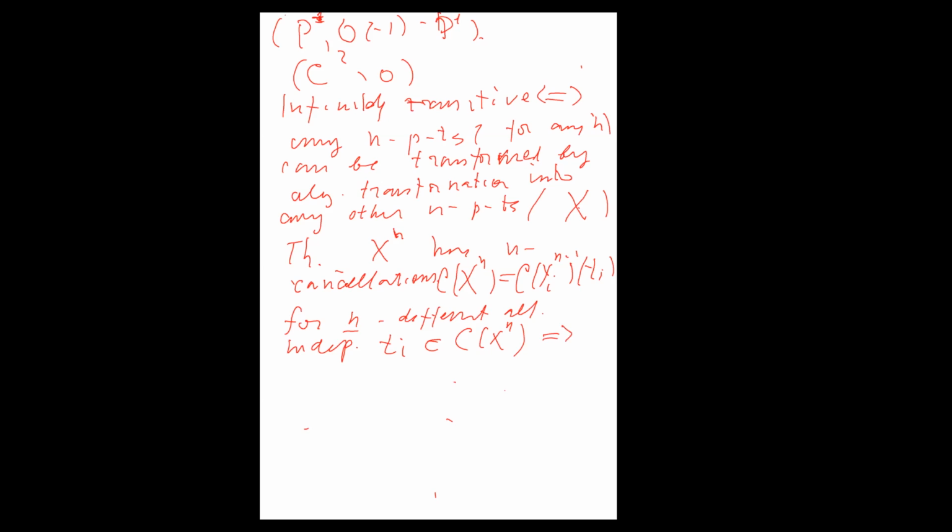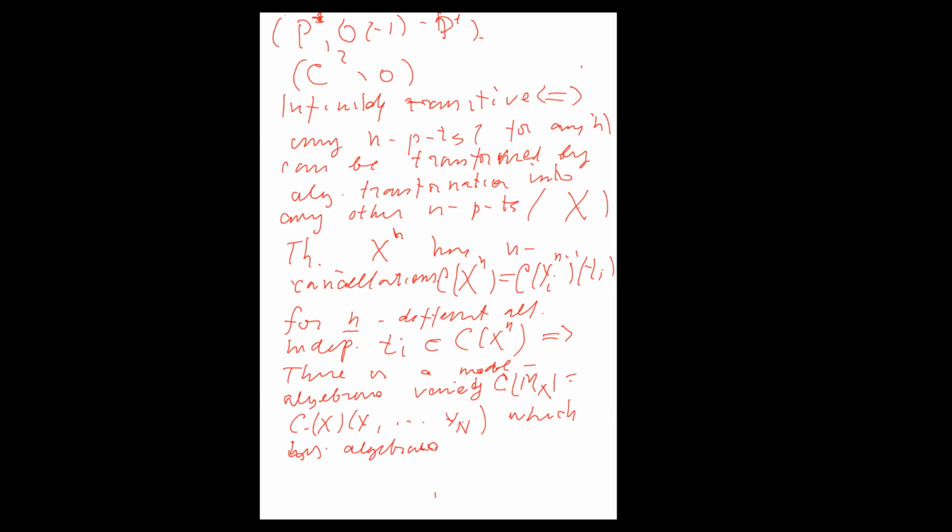Then, in fact, there is a model, an algebraic variety M_X, which is birational to C(x, y1, ..., yn), some number of variables, some number I don't know, which has an infinitely transitive algebraic group of automorphisms.